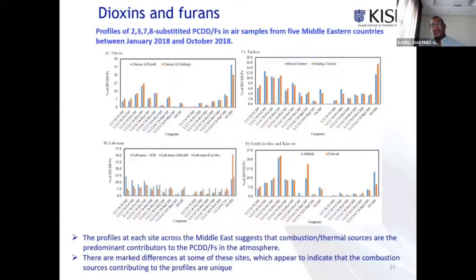You can see that these profiles are completely different. The ones that are more similar are the ones from Jeddah and Kuwait, being different countries. But if you go to Lebanon and compare with Turkey or Oman, they are completely different, indicating that there are different sources in there.